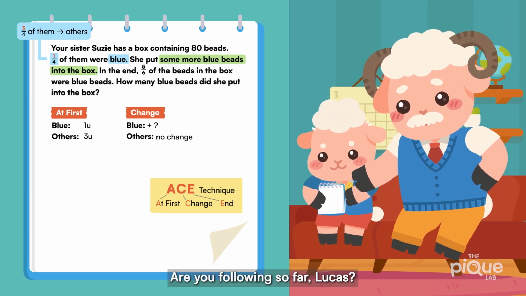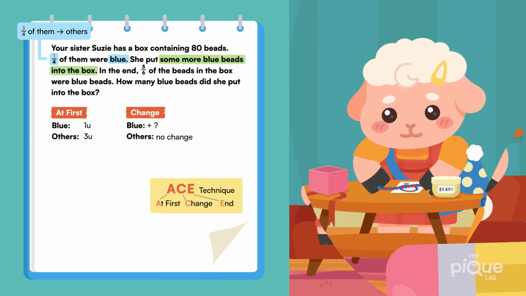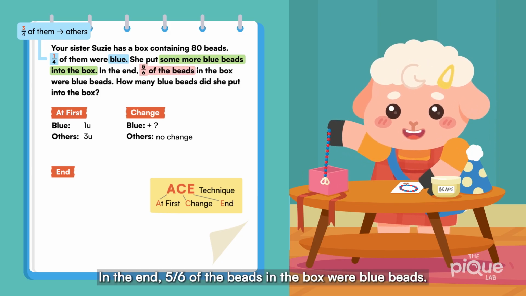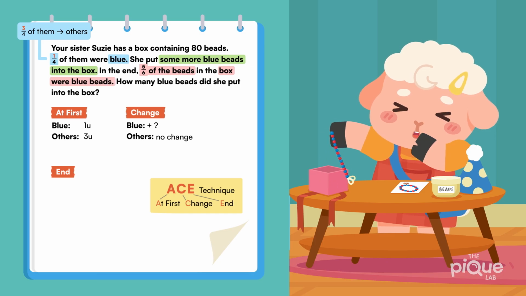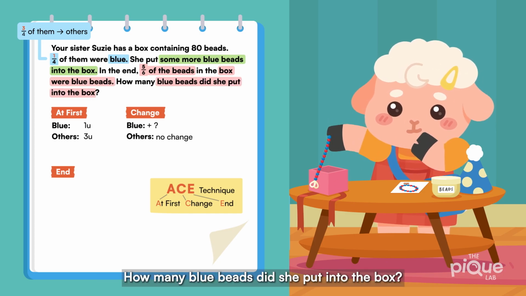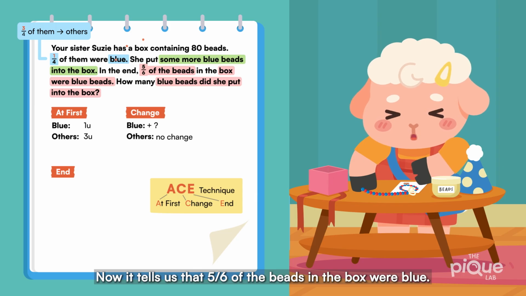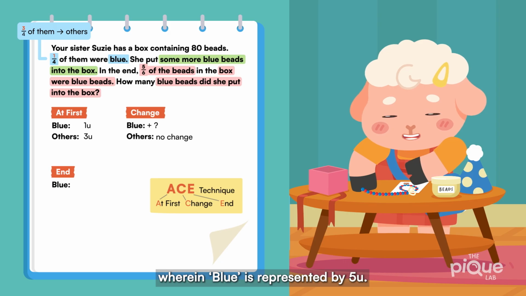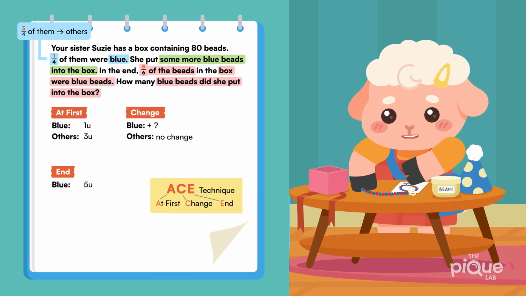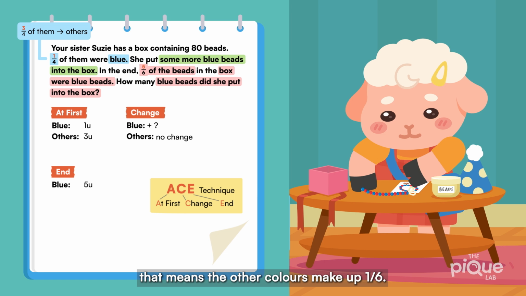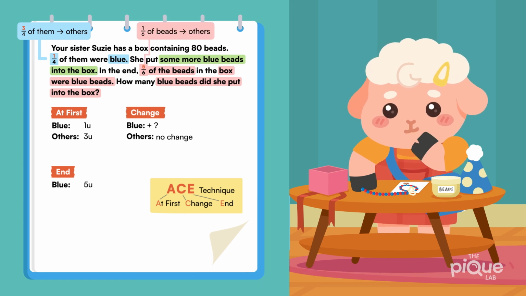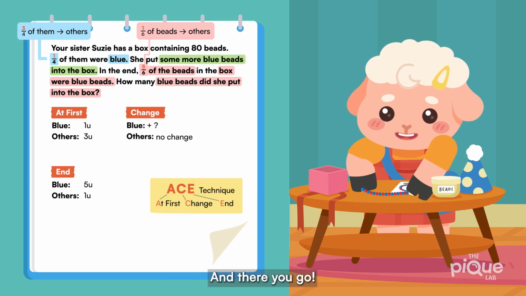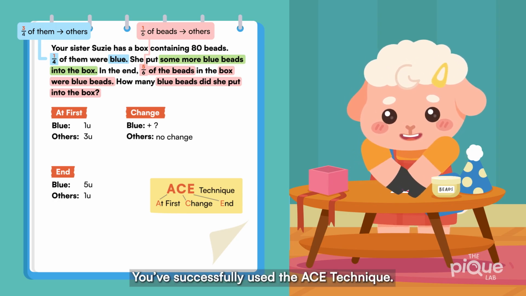Are you following so far, Lucas? That's good. For end, let's look through the question once more. In the end, 5/6 of the beads in the box were blue beads. How many blue beads did she put into the box? Now it tells us that 5/6 of the beads in the box were blue. Let's mark this under end, wherein blue is represented by 5 units. Since blue takes up 5/6, that means the other colors make up 1/6. So under end, we'll use 1 unit to represent others. And there you go! You've successfully used the ACE technique.